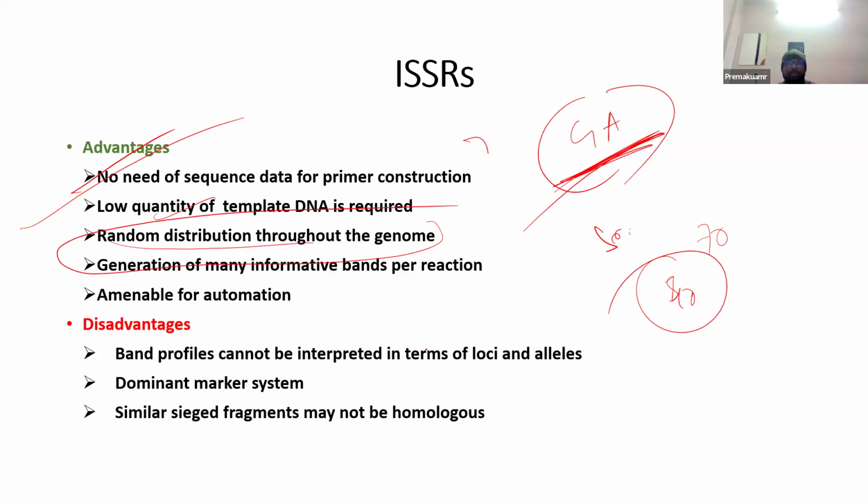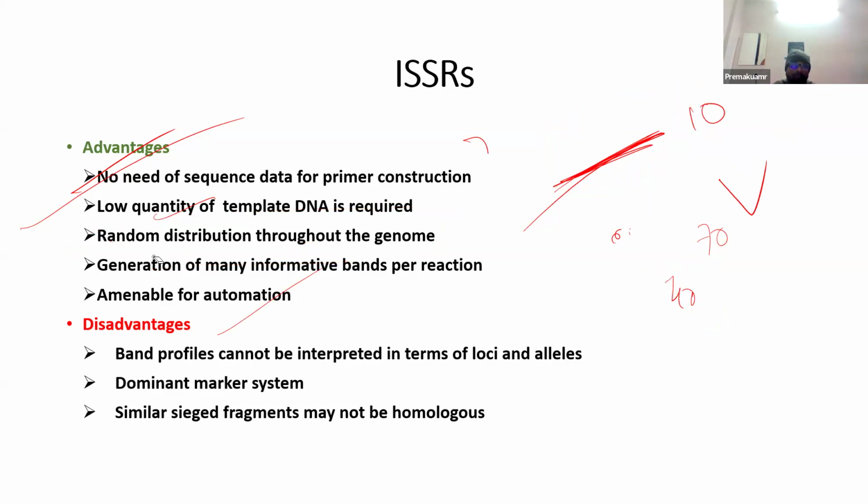Somewhere the possibility is there, you can't neglect it. We can't say there is no possibility of getting GA10 and oppositely GA10 with no intermediate sequence. It may be possible to get a sequence like this. Then it's amenable to automation, because it's a PCR based marker and PCR is automated.